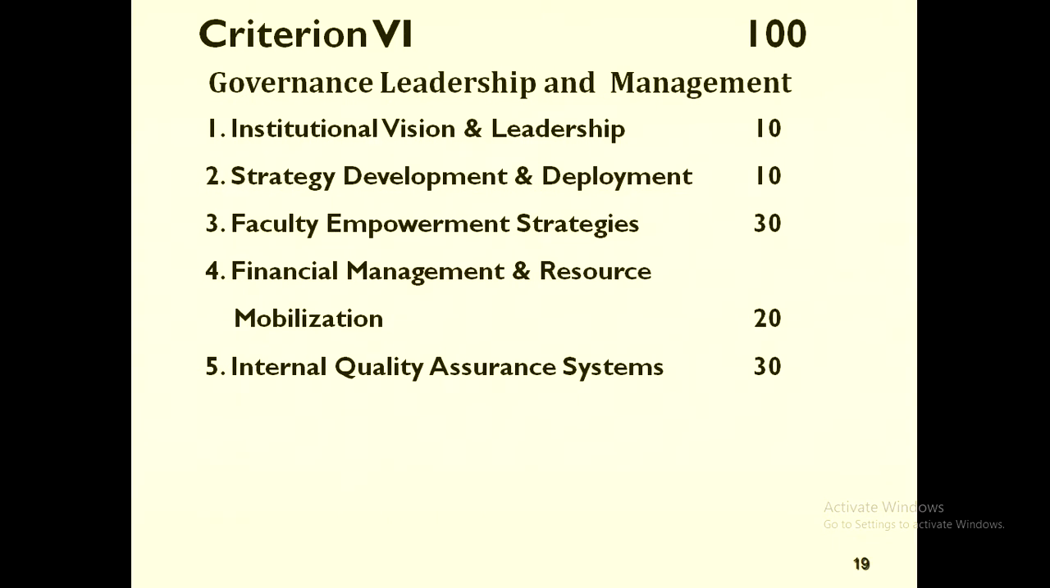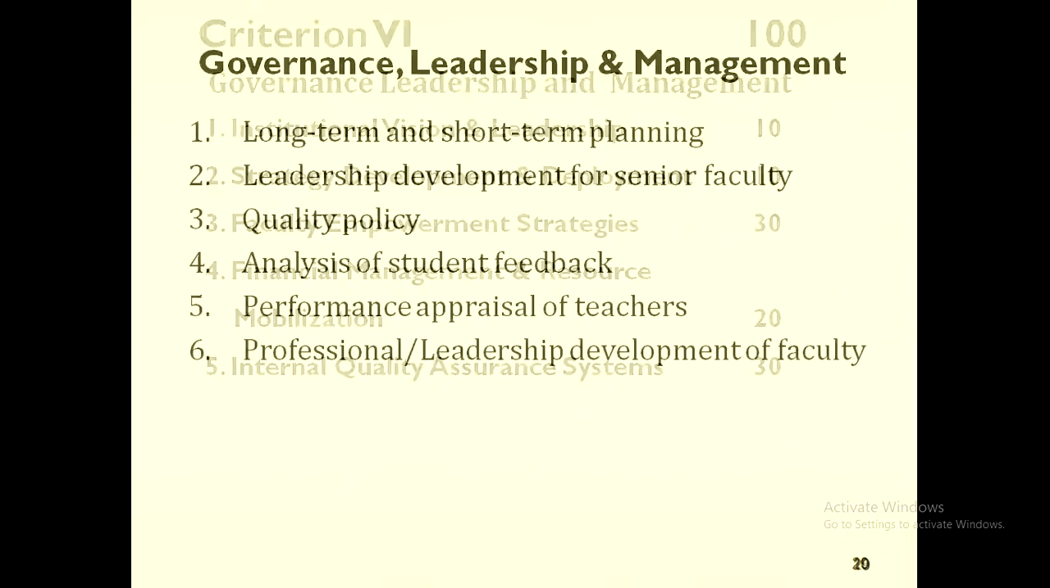And government leadership and the management, this is from the management side: what is the institution's mission, vision and leadership, strategy for development and deployment, faculty empowerment strategy for empowering the faculties, what type of measurements they are taking, financial management and resource mobilization. So how the financial management is being done, whether the audit is being done every year or not, an internal quality assurance system. So there should be an IQAC cell, internal quality assurance cells with immediate effect, and they have to submit the reports each year to the UGC.